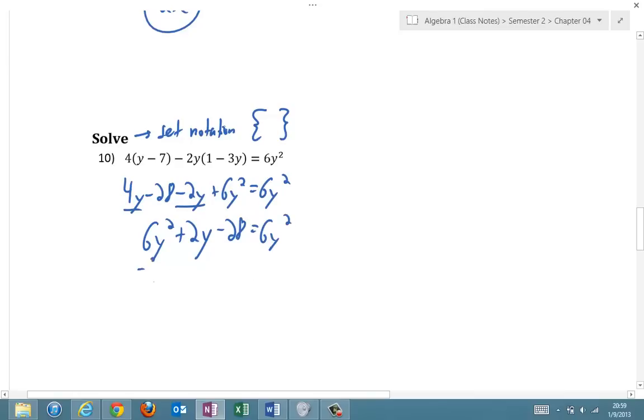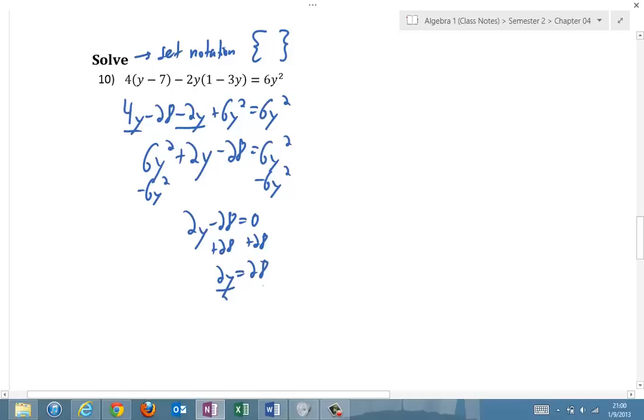Well, you can see that if we subtract 6y squared from both sides, those drop out. So I'm left with 2y minus 28 is equal to 0. Add 28 to both sides, and you get 2y is equal to 28. Divide both sides by 2, and we have y is equal to 14. I'm going to put that in set notation for my final.